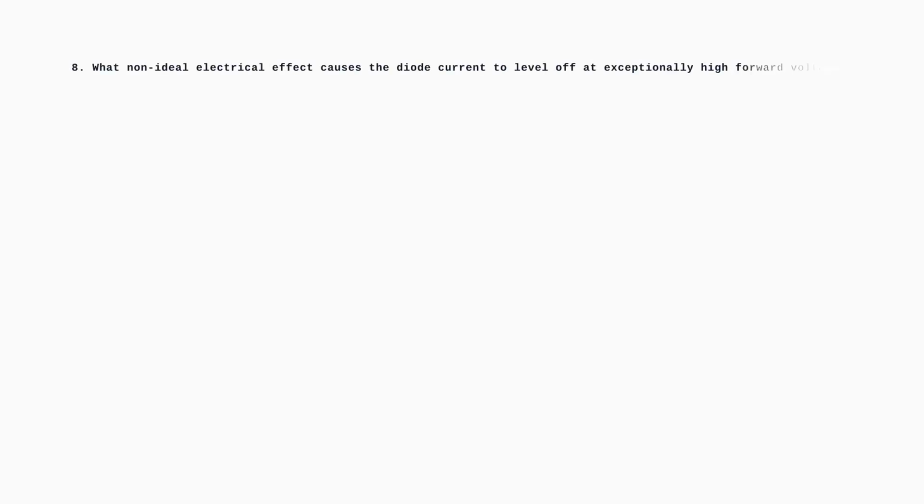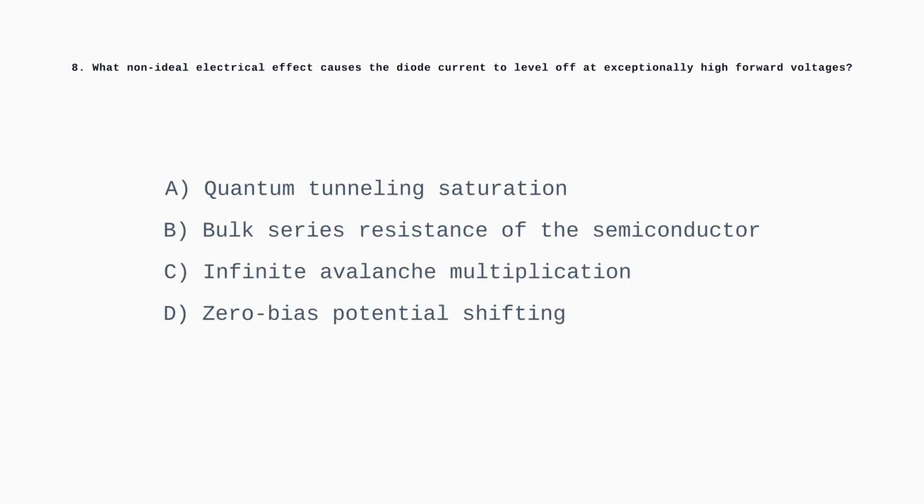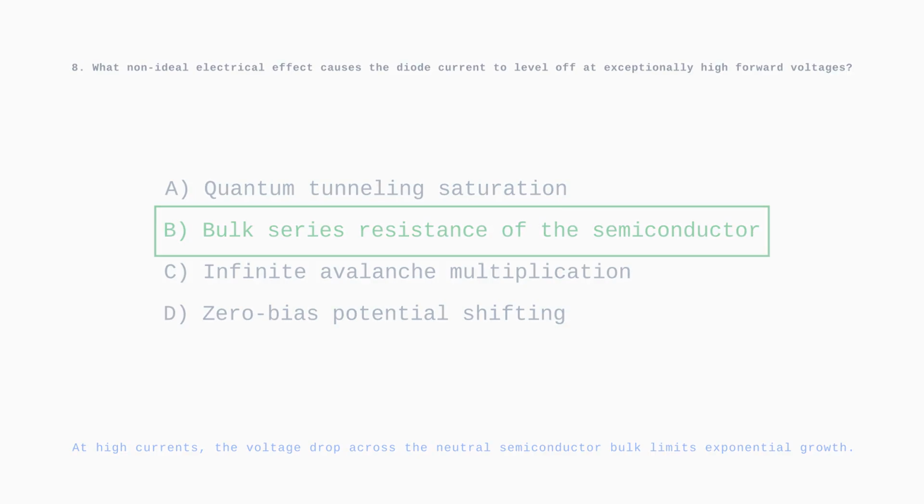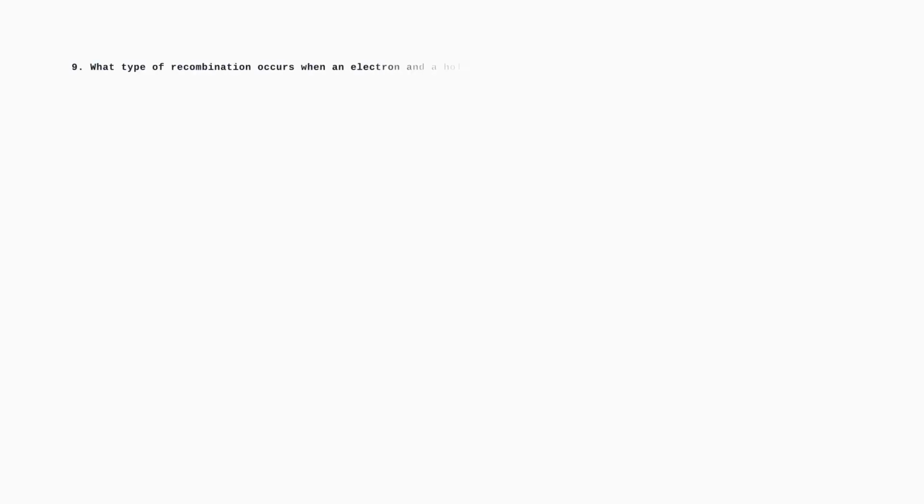waste heat. Question 8. What non-ideal electrical effect causes the diode current to level off at exceptionally high forward voltages? At extreme forward currents, the small ohmic series resistance of the bulk semiconductor material begins to dominate, causing the current growth to become linear.